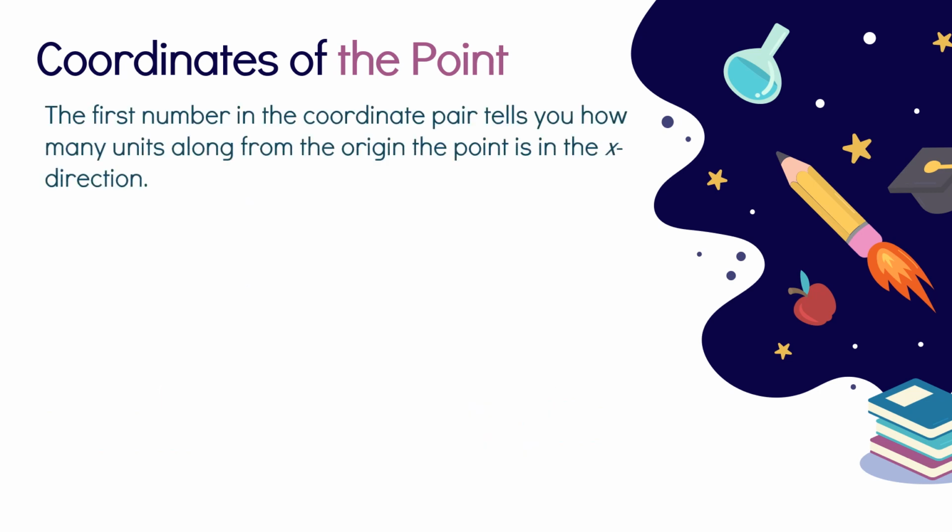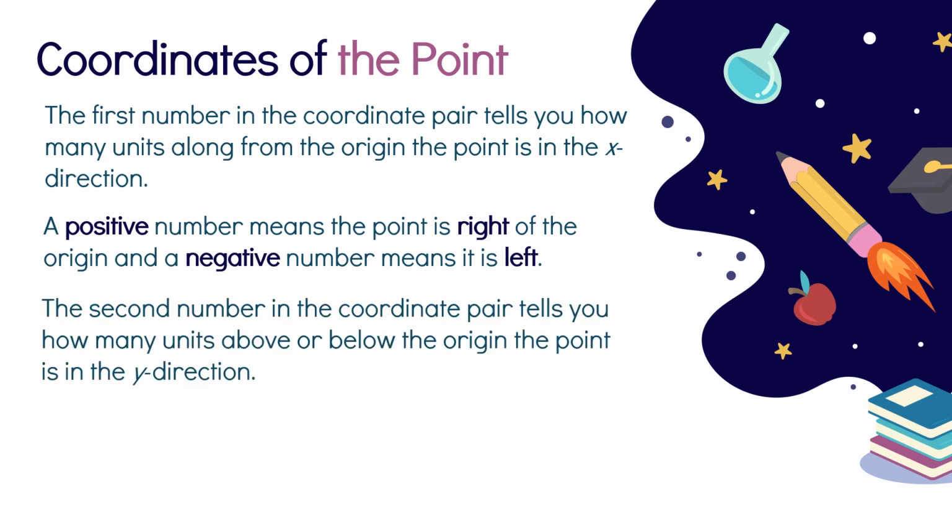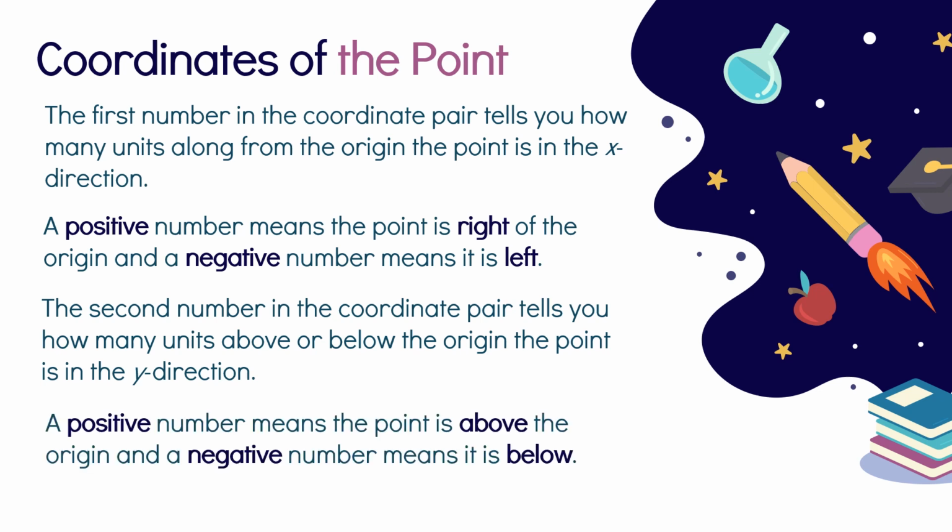The first number in the coordinate pair tells you how many units along from the origin the point is in the x direction. If you're given a positive number, it means the point is right of the origin, while if you have a negative number, it is on the left. The second number in the coordinate pair tells you how many units above or below the origin the point is in the y direction. If we are given a positive number, the point is above the origin, and a negative number indicates that it is below.